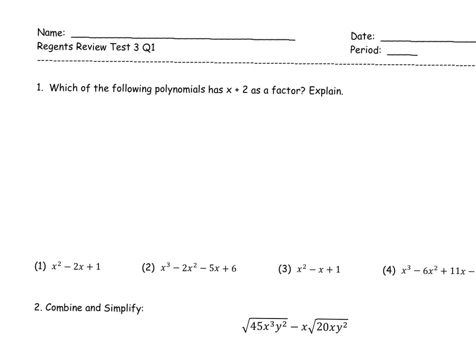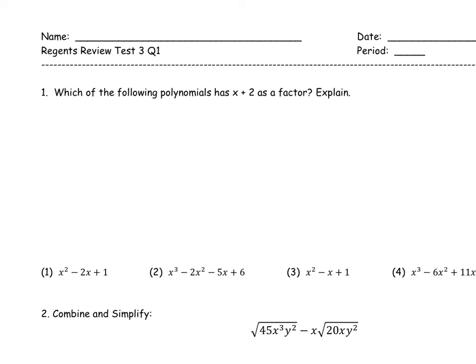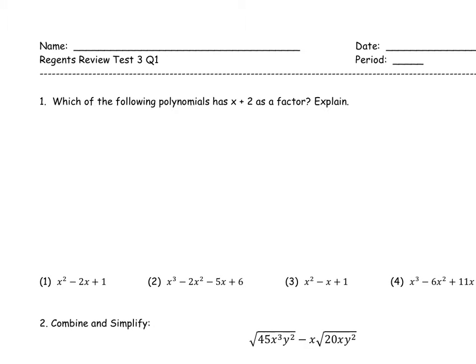Alright, so the first example says which of the following has x plus 2 as a factor. Now, you can divide and see if something's a factor. You can do synthetic division on all of these choices, but the easiest way to do this is to use the remainder theorem. What the remainder theorem states is if you set this equal to 0 and you plug in the opposite sign, which would be -2, into any of these choices for x, the y value is the remainder.